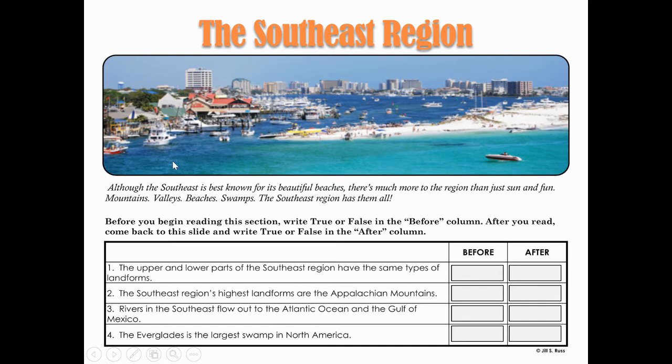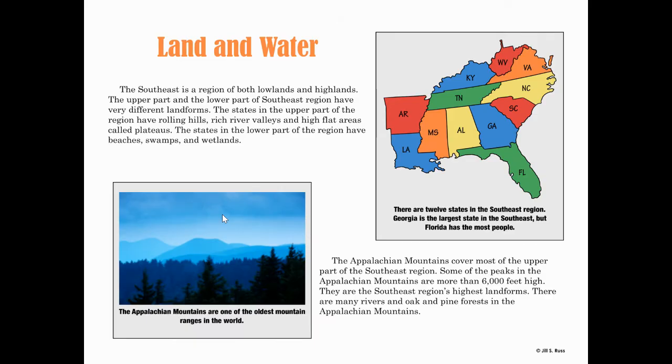Looking at this picture here, it is about beautiful beaches. So it says, although the Southeast is known for its beautiful beaches, there's much more to the region than just sun and fun. Mountains, valleys, beaches, swamps. The Southeast region has them all. All right, let's dive into the land and water. Grab your reading packet because we're going to highlight or underline a couple parts to remember.